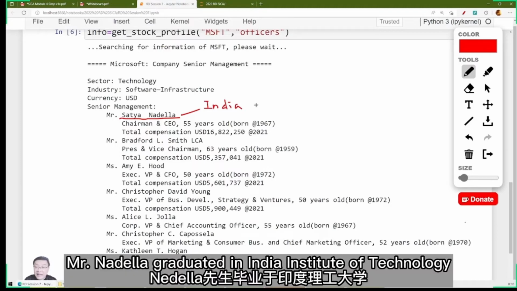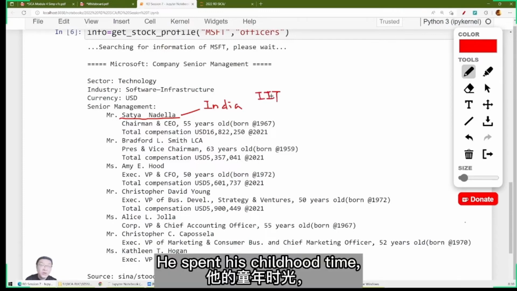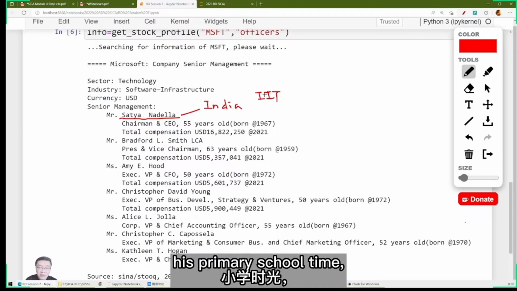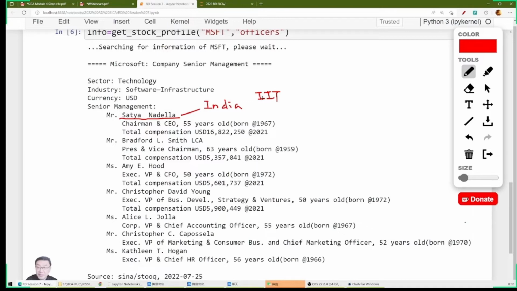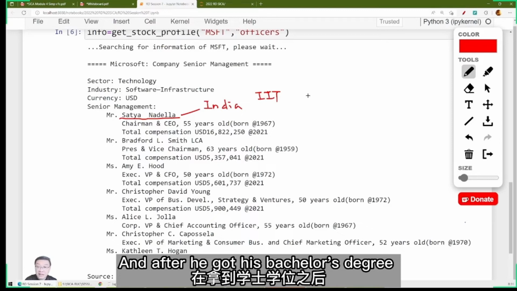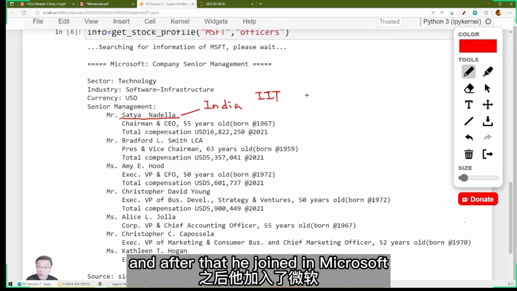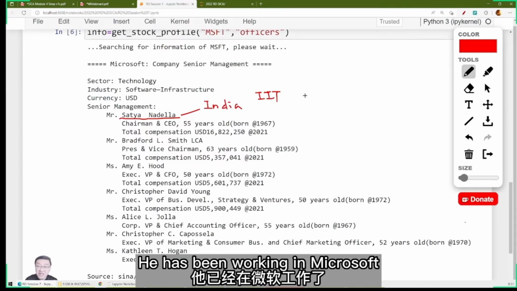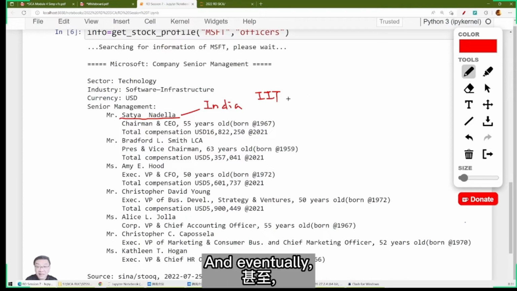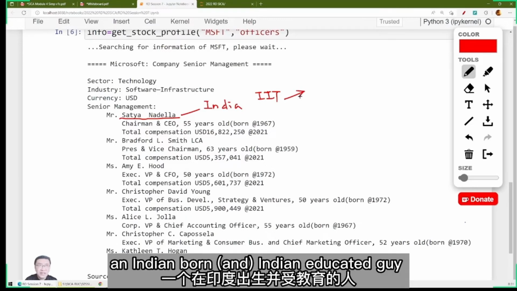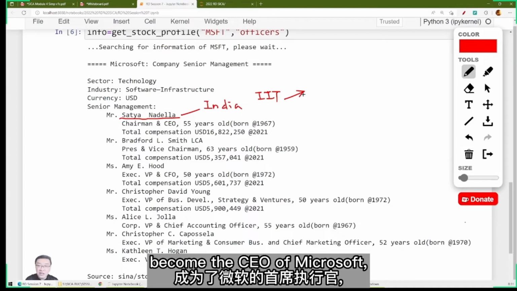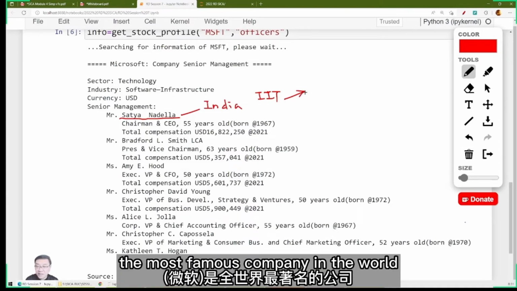Mr. Nadella graduated from the Indian Institute of Technology. So he spent his childhood, his primary school time, secondary school, high school, and bachelor's school time all in India. After he got his bachelor's degree, he went to the US for a master's degree. After that, he joined Microsoft. He has been working in Microsoft for more than 20 years. And eventually, an Indian-born, Indian-educated guy became the CEO of Microsoft, the most famous company in the world.